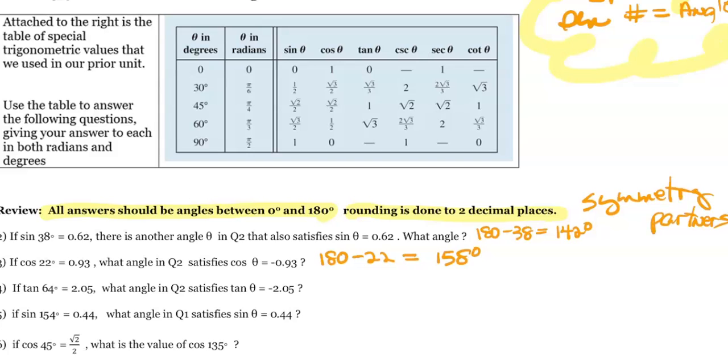If the tan of 64 is 2.05, what angle in quadrant 2 satisfies that? So I'm looking for its symmetry partner. Take it away from 180, and I should be getting 116. If sine of 154 is 0.44, now look, this is in quadrant 2, so we want the quadrant 1 angle. Take 180 minus that bigger angle, and you'll get the quadrant 1 angle.